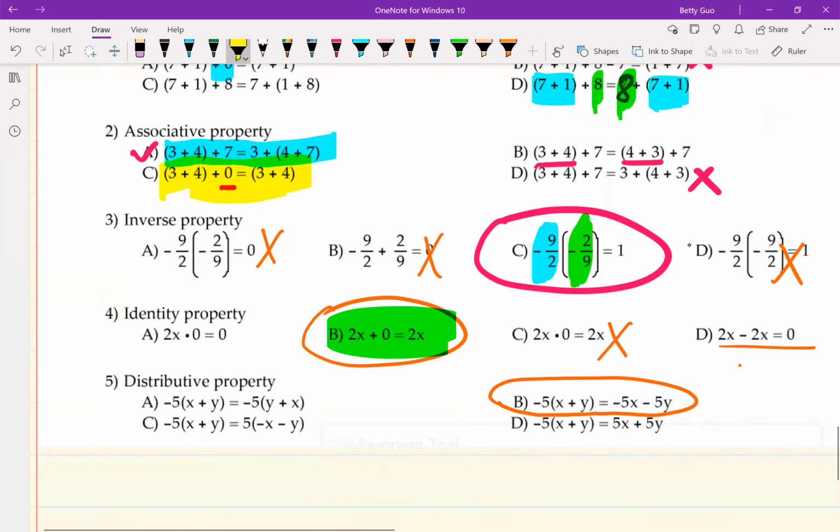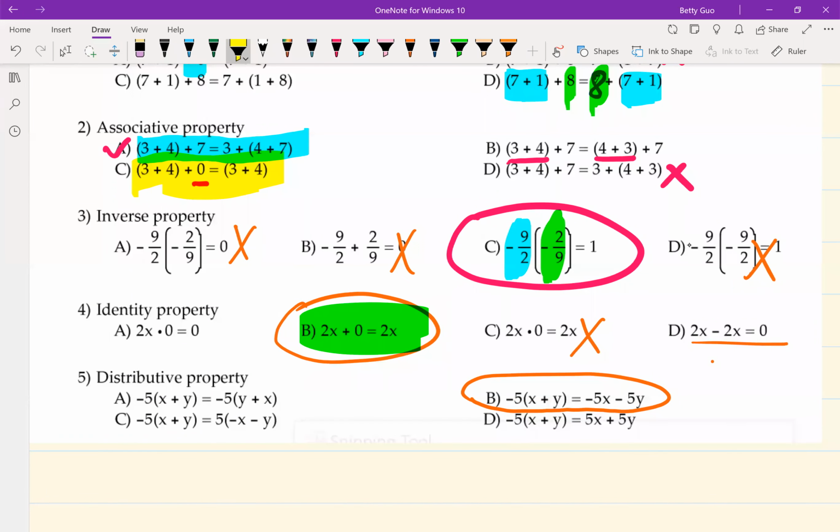Number 3, inverse property. The answer is C. Look at the bubble. C, we have the blue and the green. The two numbers are reciprocal, or they are multiplicative inverse. If the two numbers are reciprocal, they multiply to 1. 1 is the multiplicative identity. What happened to A, B, and D is those equations are false. If you look at them closer, none of them is correct. They are all false statements.